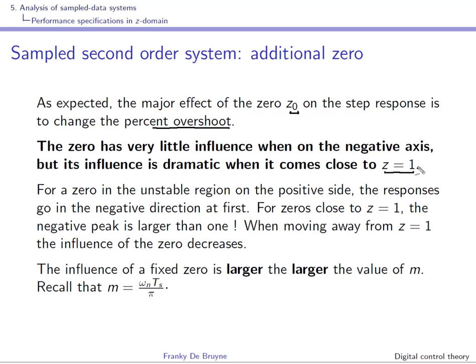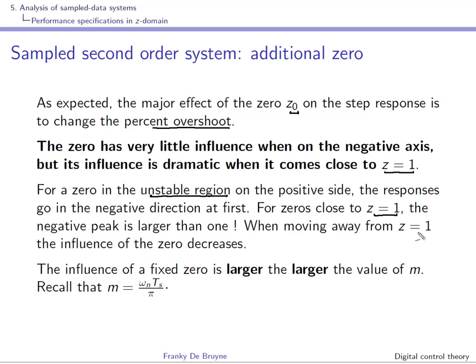So in this neighborhood, when the zero is in the unstable region, so-called, between quotes, unstable zero, then we have, of course, an inverse response. For zeros close to z equal to 1, but outside the unit circle, the negative peak associated to this inverse response can be very large.